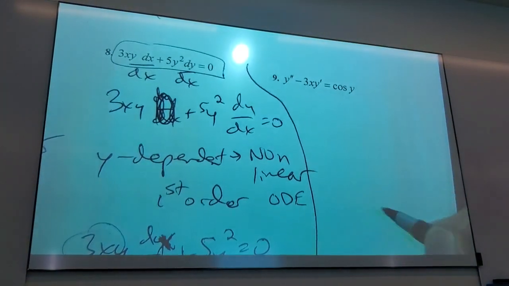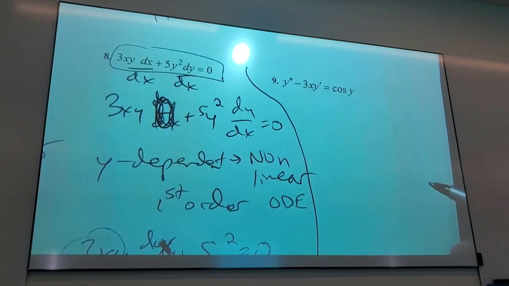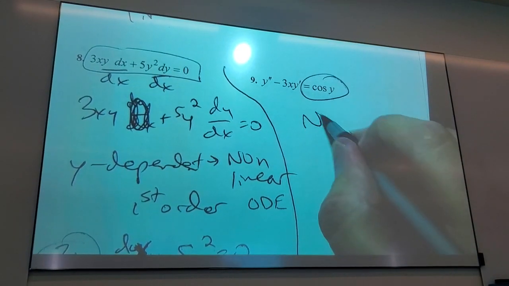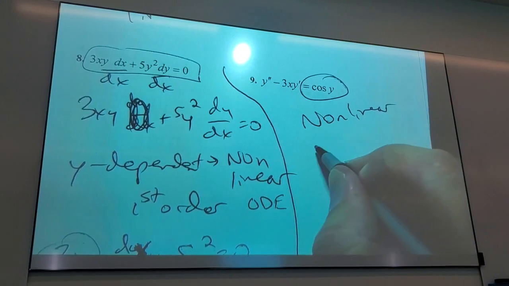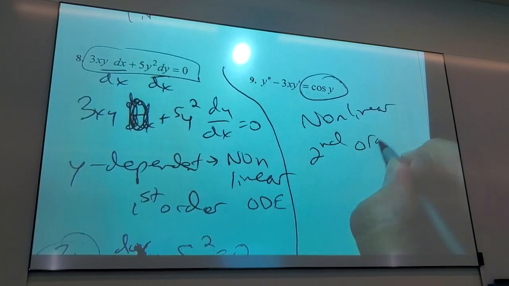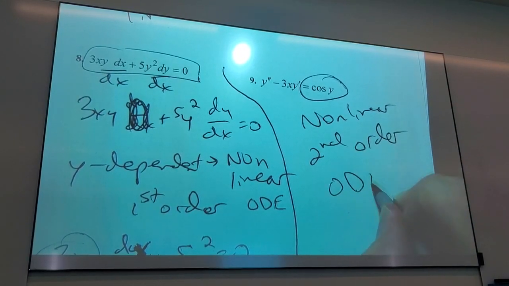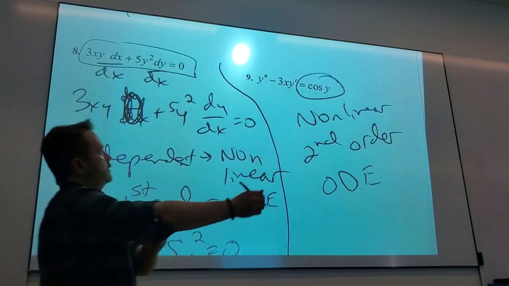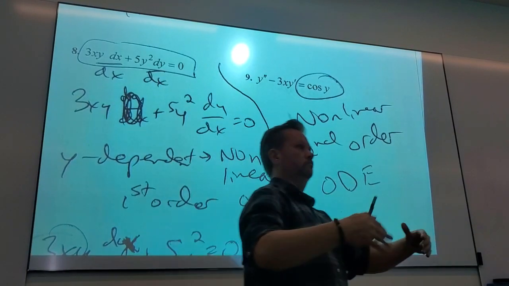What about number 9 there? What throws that off? Yeah, so it's nonlinear. What order? Second order ODE. Okay. And again, all that means is the approach we take to solve it could be worse.